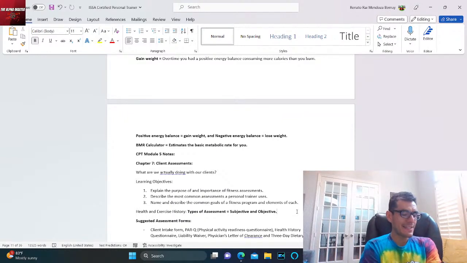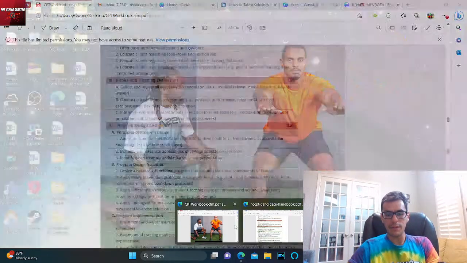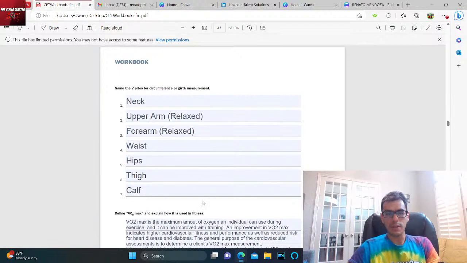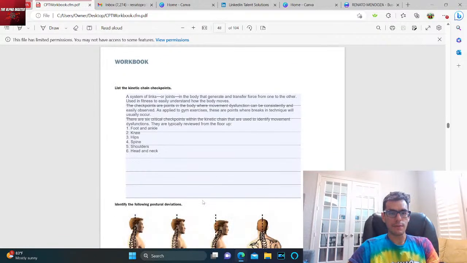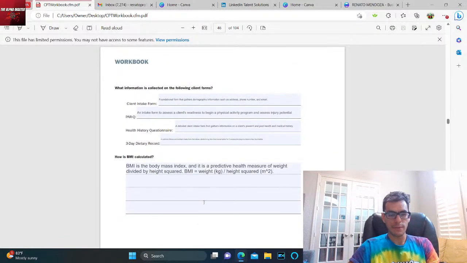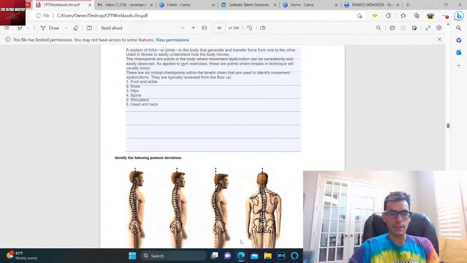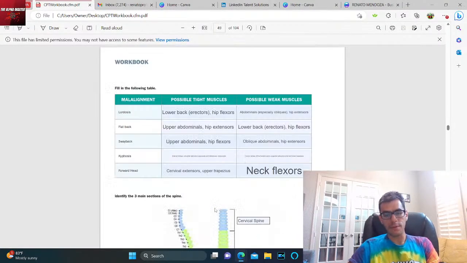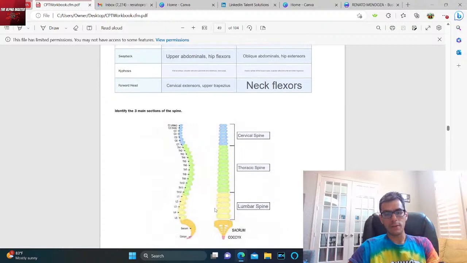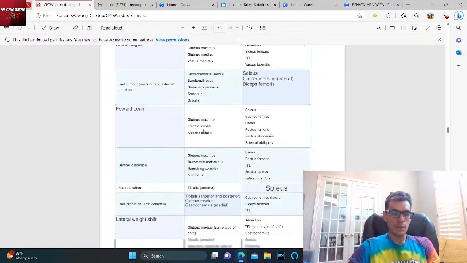Then you have the kinetic chain checkpoints. You have about 6 or 7, if I'm not mistaken. You have 7 circumference or girth measurements, and for kinetic chain checkpoints you have 6. Then you have postural deviations, like lordosis, kyphosis, and scoliosis, for the lumbar spine, thoracic spine, and cervical spine.